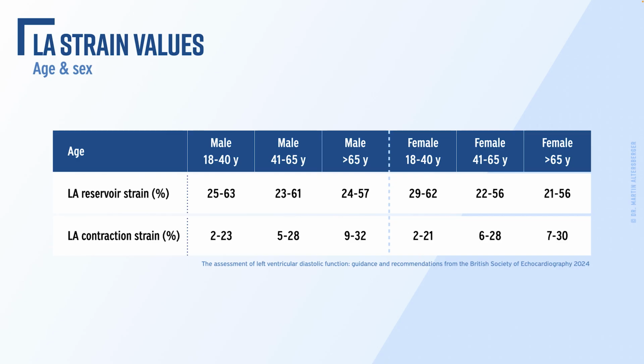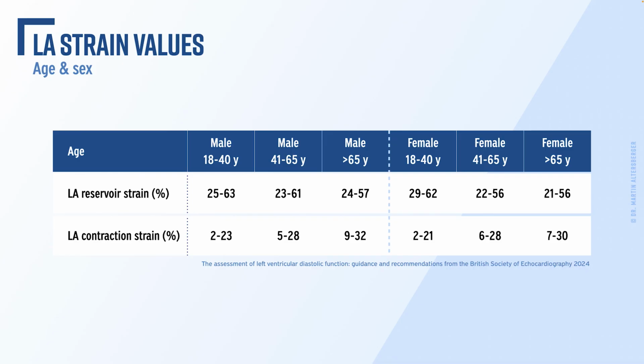I mean, 65 is not elderly, but still in younger patients, I would go the same way and say below 30, think about pathology. Above 60, rarely do I see that. Above 65 years of age, you see a little bit of a reduction in strain, and then very often the good cutoff, I would say, when you also start thinking about an early stage of, for example, restrictive cardiomyopathy, might be 20% by means of the reservoir strain.